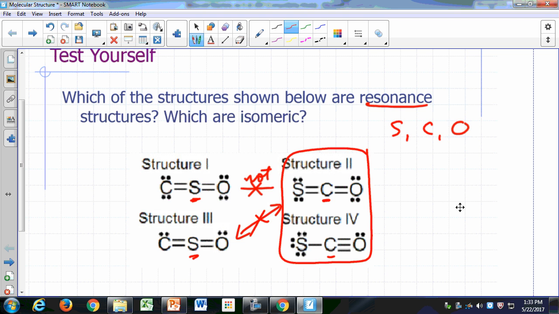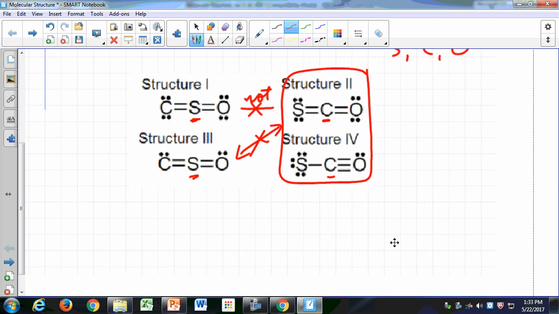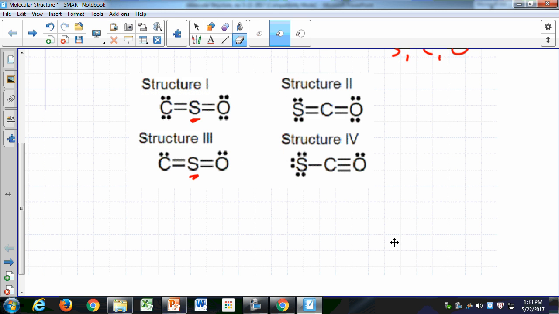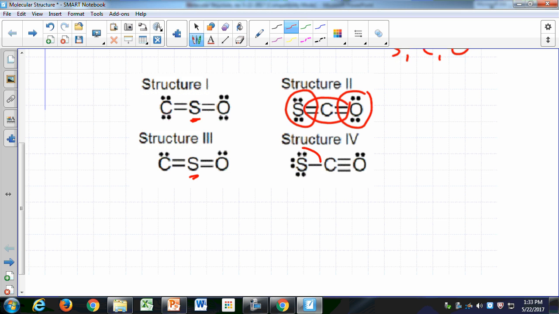Let's verify. If you want to check whether they are resonance structures, they have to have the same number of valence electrons shown. It's just a different way of distributing the valence electrons. Here you have an octet, an octet, and the carbon itself also has an octet. Here, the sulfur has an octet, the oxygen has an octet, and the carbon also has an octet.